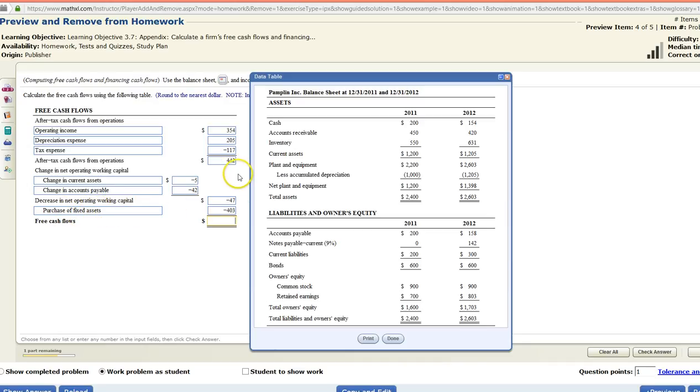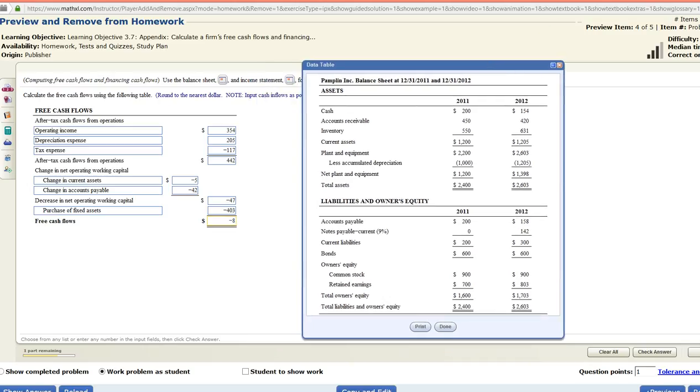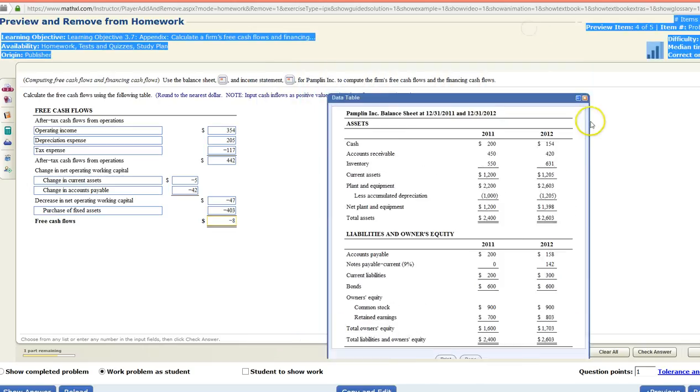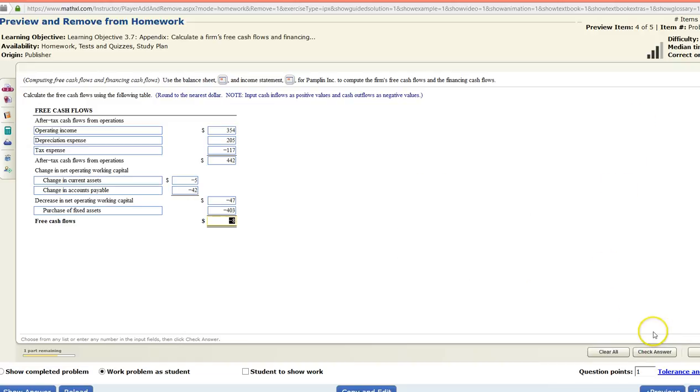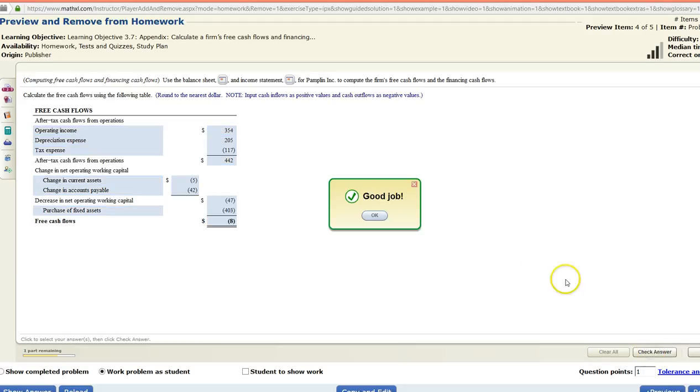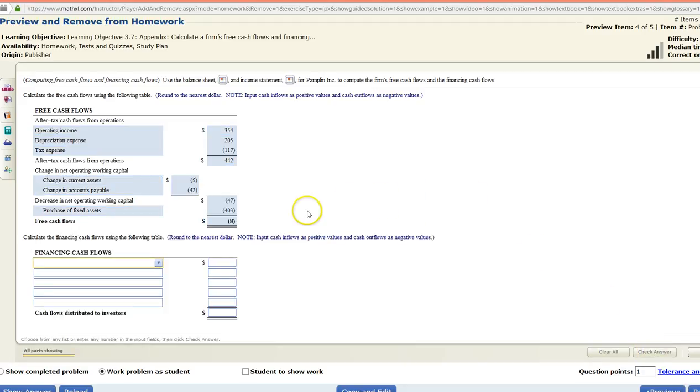And keep in mind here, we don't have to do the deductions like in the formulas because we already took care of the signs. So it's 442 minus 47 minus 43. That gives me negative 8. Alright, so that's the first part. I believe we can now check our answers to see whether so far we have done this correctly. So good job.